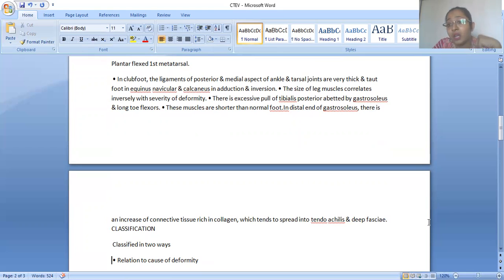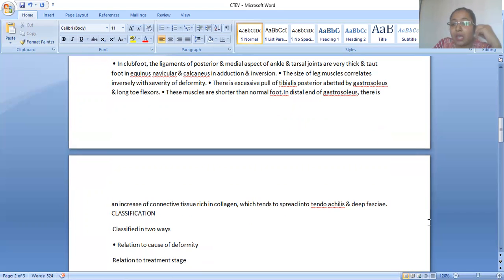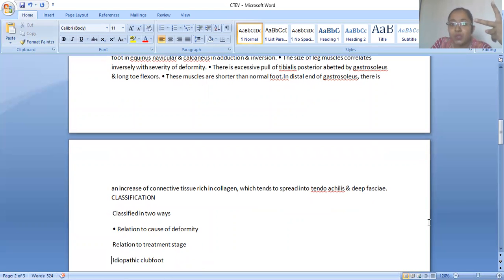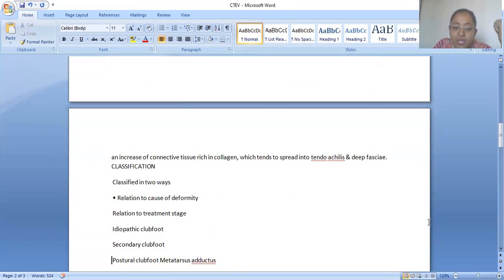Now, if we go through the classification, how we classify the CTEV. There are two ways of classification of the CTEV. One is related to the cause of the deformity, and the second is in relation to the treatment stage. So based on the causes, we classify the CTEV.